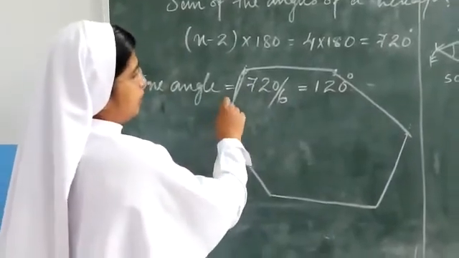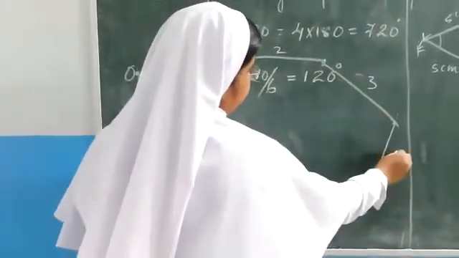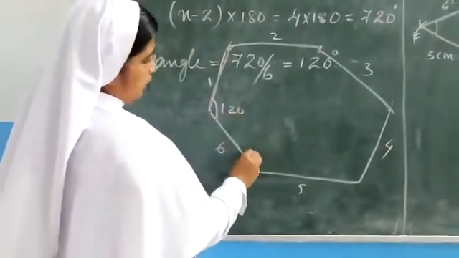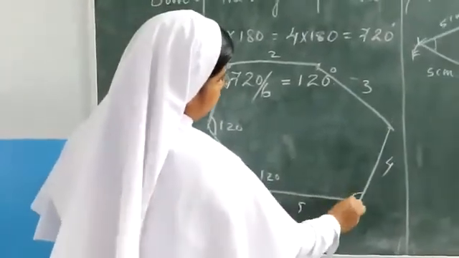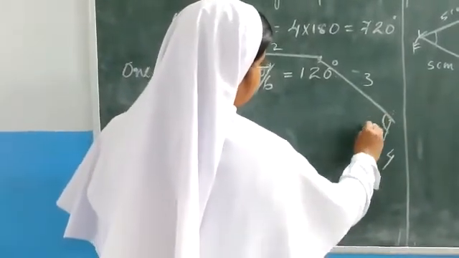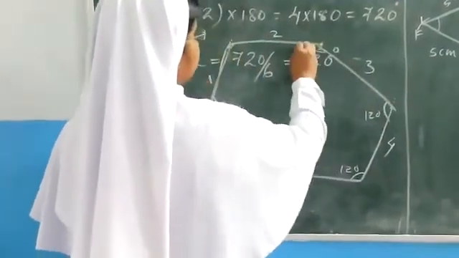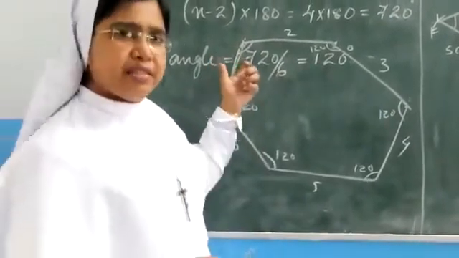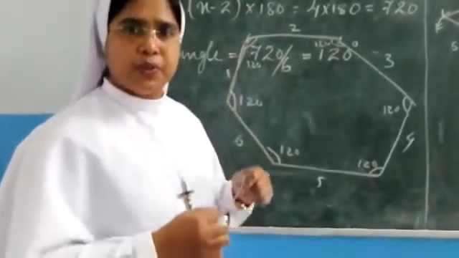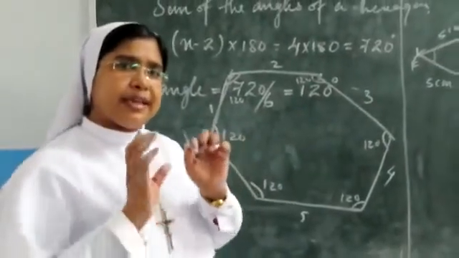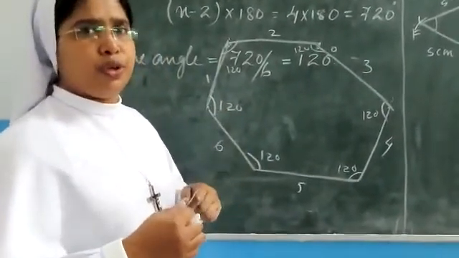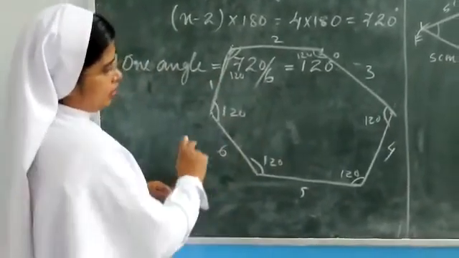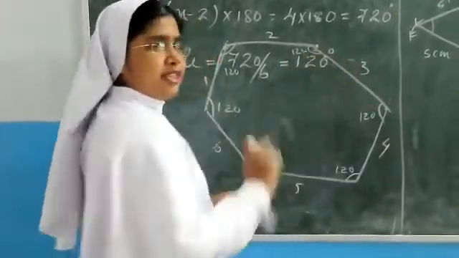So how many sides do we have? 1, 2, 3, 4, 5, 6. So here all the angles will be of 120 degrees. What I have drawn, maybe there is a slight mistake because I am not using all the instruments properly. When you draw properly with accurate measurement, you will get exactly 120. But can you say all the sides are the same? The sides are different.